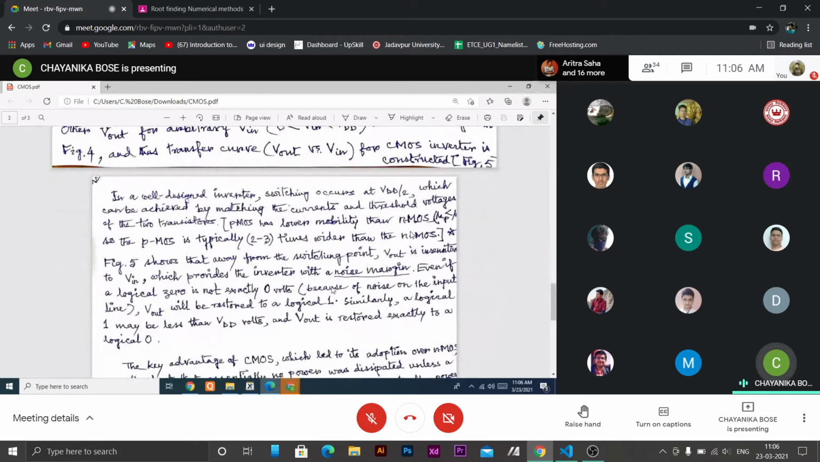So this provides the inverter with a noise margin. What is noise margin? দেখি আগে এখানে কি বলা হয়েছে, then I will explain. Even if a logical 0 is not exactly 0 volt, because of noise on the input line, V out will be restored to a logical one. Similarly, a logical one may be less than VDD volts, and V out is restored exactly to a logical 0.